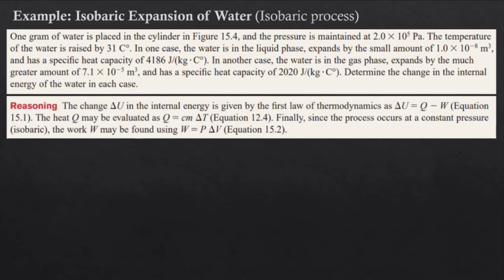Reasoning. The change in the internal energy delta U is given by the first law of thermodynamics as delta U is equal to Q minus W. The heat Q may be evaluated as Q is equal to Cm delta T. Finally, since the process occurs at a constant pressure, isobaric because the constant is pressure, the work W may be found using W is equal to P delta V.